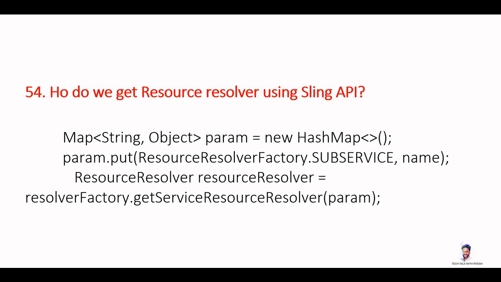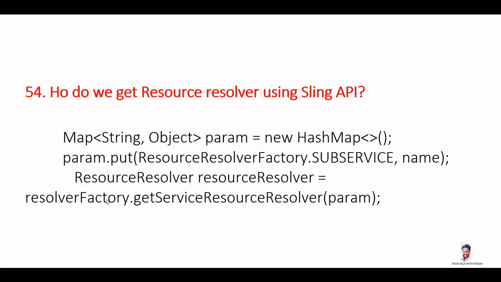Now that service user should have access to the Java Content Repository, JCR, maybe read access, edit access, delete access, and that is how, when we create this resolver, automatically we will have that access programmatically, and we can perform CRUD operations on our resources. So we create this parameter, it's a map, and in this map we pass the subservice which we are configuring in the OSGi user mapper service. This is the name of your subservice which you need to add to the user mapper service.